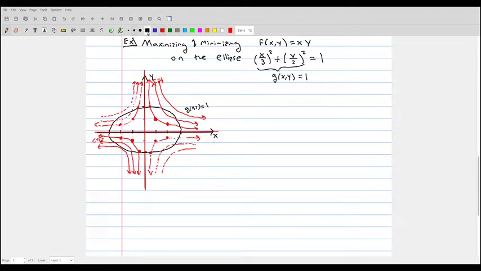So you should hopefully be able to see that the gradient of this ellipse, of this level curve for g, is going to be pointing perpendicular at these various points when you're at a 45-degree angle in any one of the quadrants, and as well the gradient of the function f at that point will also be perpendicular.